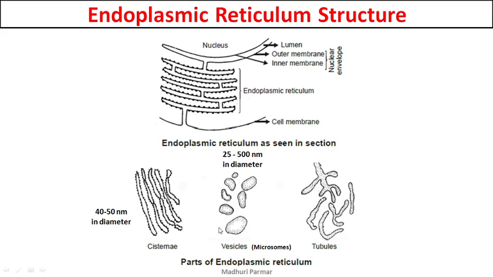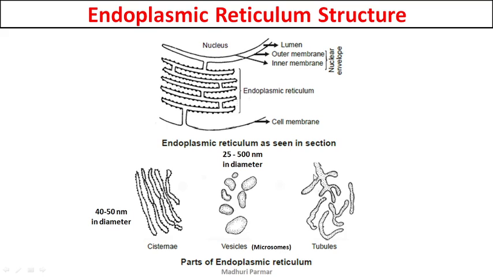Part of the endoplasmic reticulum is also found in globular forms, such spherical form. These are also lined by a single layer, and they are called vesicles or microsomes. They are 25 to 500 nanometers in diameter, and they are just sacs, rounded spherical sac-like structures, and they are called vesicles or microsomes.